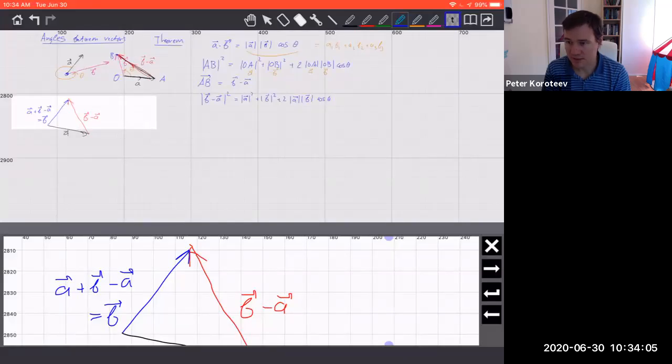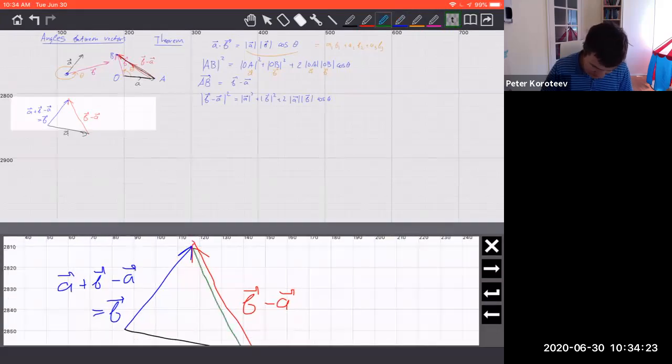Is B always the greater vector in the AB? I'm not sure what greater means. So the reason why it's B minus A, not A minus B, is because we have chosen the direction, right? So you can flip the direction. You can do it like this, right? And then it will be A minus B. But it doesn't really matter.